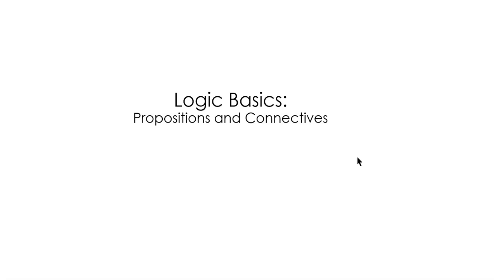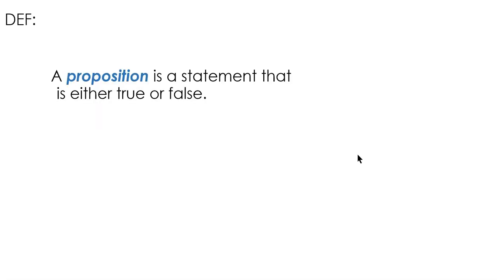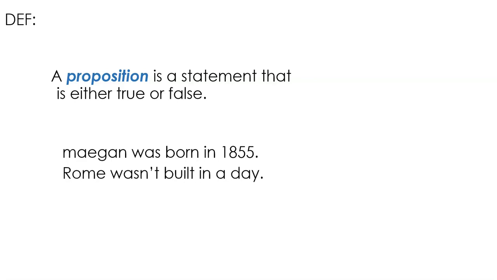Anyway, first off, a proposition is a statement that is either true or false. For example, Megan was born in 1855. This is obviously false, but it has a truth value, true or false. Something like Rome wasn't built in a day. This is true. It has a truth value, it's true or false.